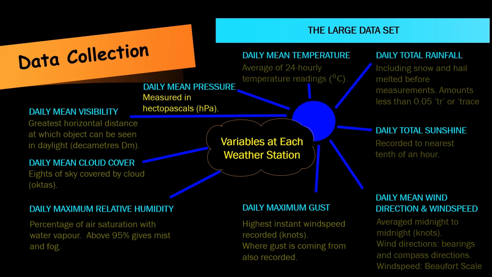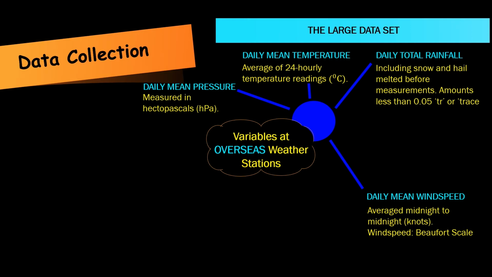And also daily mean pressure. This is measured in hectopascals. The variables at overseas weather stations are daily mean pressure, daily mean temperature, daily total rainfall, and daily mean wind speed.